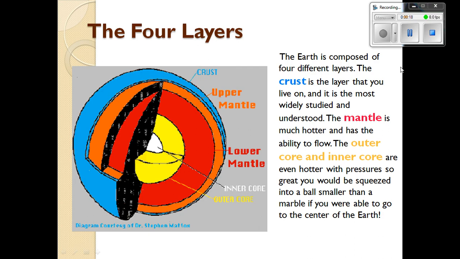The 4 layers. The first layer you have is the crust. This is the layer that you live on and is the most widely studied and understood. The mantle is much hotter and has the ability to flow. This is your mantle. You have your upper and your lower mantle. The outer core and the inner core are even hotter with pressure so great if you were to travel there, you'd be squeezed into a ball smaller than a marble at the center of the Earth, which is kind of crazy.